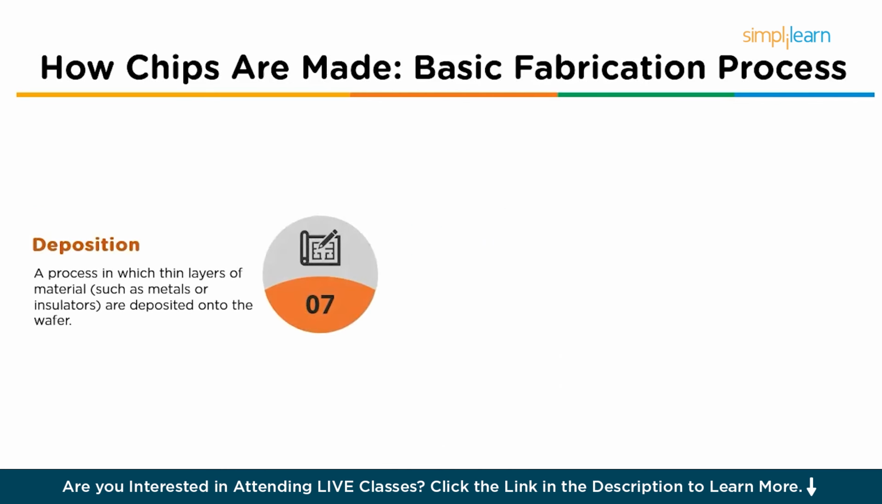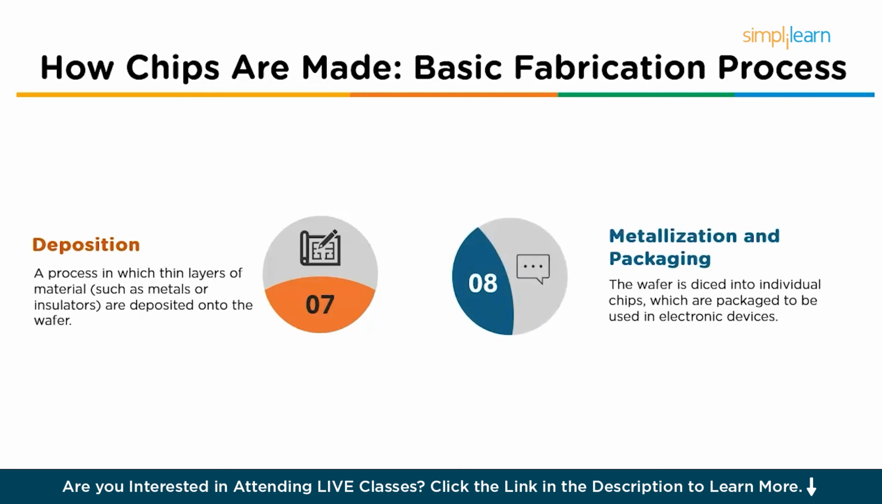Then comes deposition. The wafer may also undergo deposition, a process in which thin layers of materials such as metals or insulators are deposited onto the wafer. These layers are used to form various components, including the interconnections between transistors, metal contacts, and insulation between the different layers. Then comes metallization and packaging.